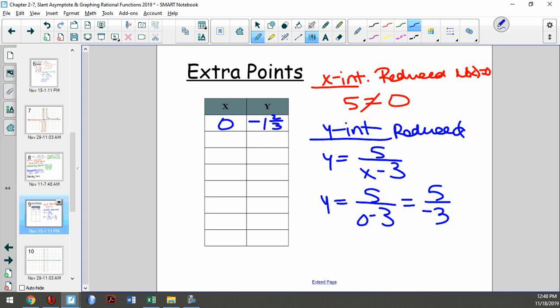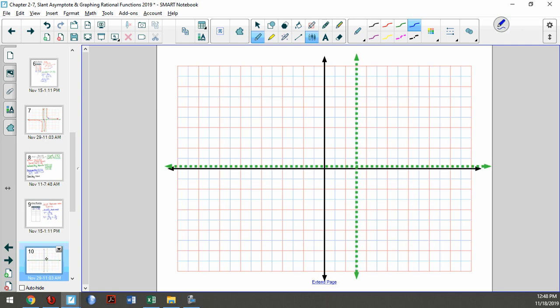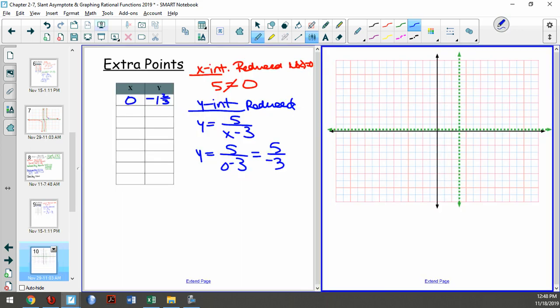Okay, so what do you think I should do now? I'm going to go graph this, right? So I'm graphing the point 0, negative 1 and 2/3. That puts me about right there. What do you think this graph is going to look like? It goes in opposite diagonal quadrants. Do we understand that? So you already have a point in the bottom left quadrant, yes? So you're going to have a graph in the bottom left quadrant and the top right quadrant. Quadrants 1 and 3 are where your graphs are going to be.